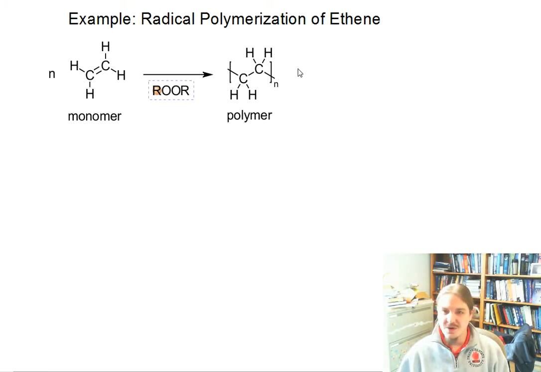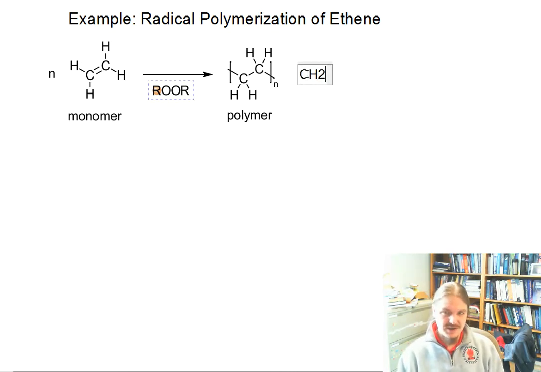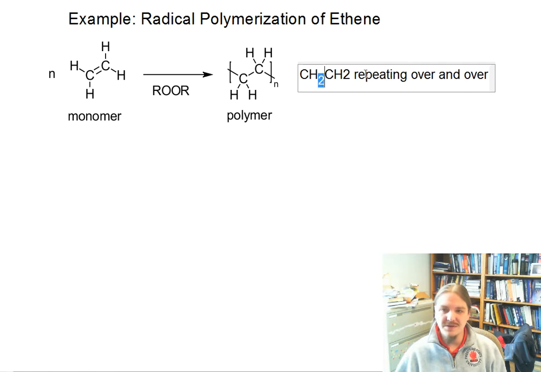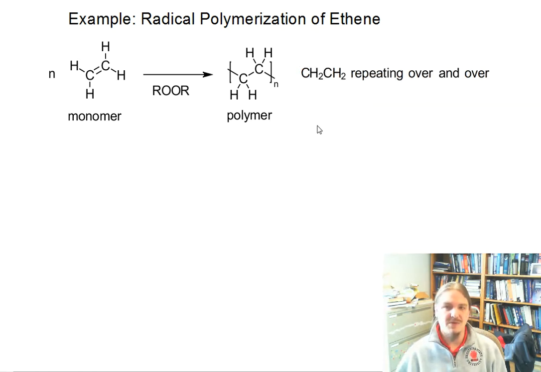And then just before I go into the mechanism, just one more time, that was introduced in this polymer. This polymer is CH2CH2 repeating over and over. Important to sort of just wrap your head around what this is. It's a long chain of CH2CH2. It comes from the ethene monomer, CH2CH2. And as the polymer grows, the pi bond in ethene is converted into sigma bonds between the monomer units.